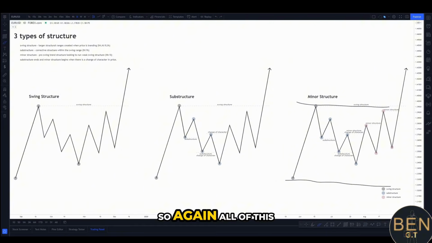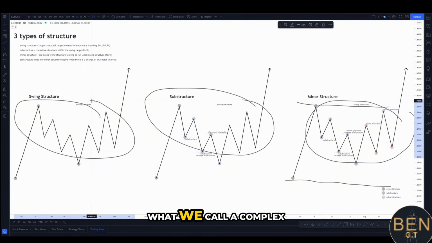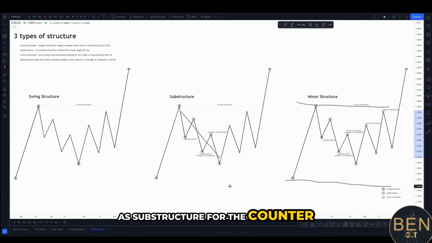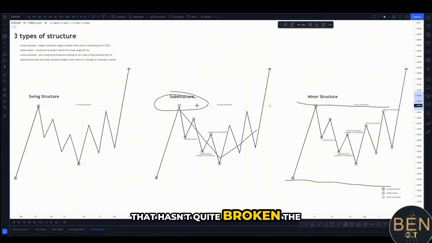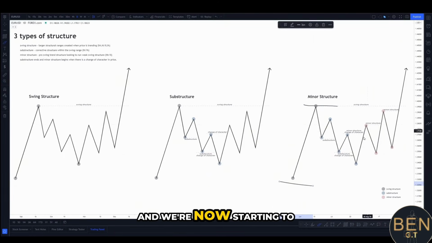Again, all of this price action happening between the swing high and the swing low is what we would call a complex pullback, and we're able to delineate the two different groupings of structure within the impulsive range of the swing structure: substructure for the counter-trend pullback, and minor structure as the pro-trend move that hasn't quite broken the high as of yet, but we're starting to see that shift in order flow and in the overall structure. We're able to use minor structure to gauge that change of character, as we were putting in lower lows and lower highs within the swing range, and we're now starting to put in higher highs and higher lows.